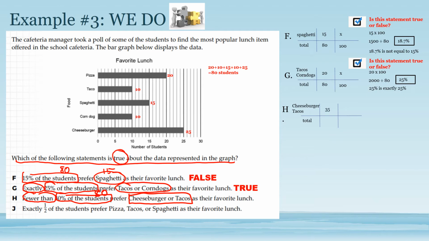Cheeseburger or tacos is 35 out of the total, which is 80. We're talking about percent, so a number out of 100. Is this statement true or false? 35 times 100 is 3500 divided by 80, okay, which is 43.75%. So now justify why this statement is true or false in your own words.